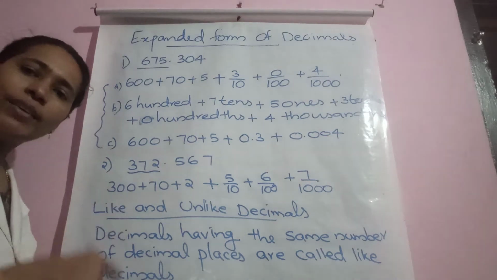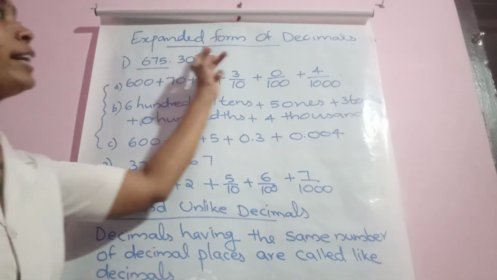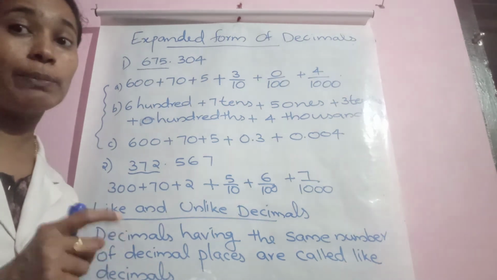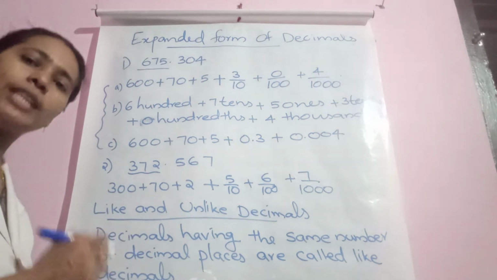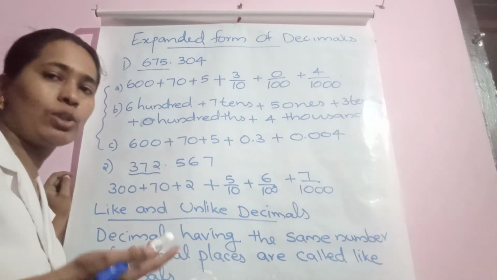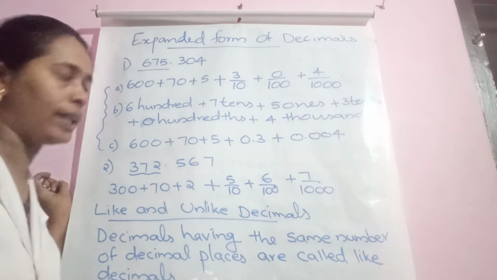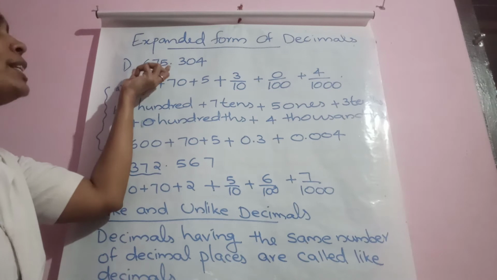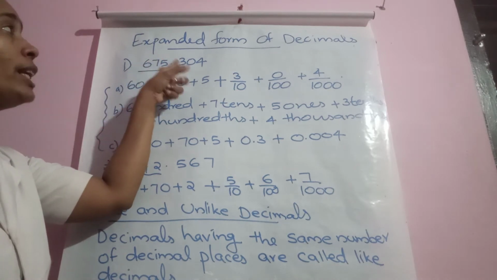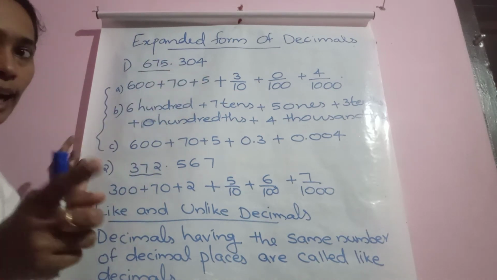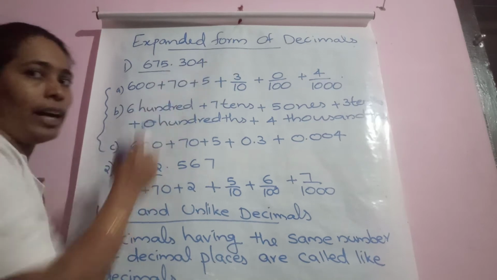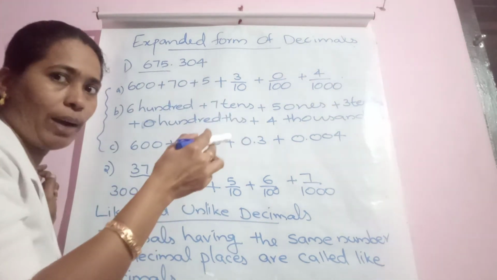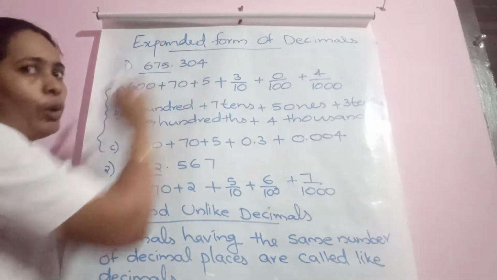Let us continue with our chapter, that is expanded form of decimals. Usually we have studied about expanded form of natural numbers, whole numbers, etc. We have studied, isn't it? And here we are going to study how to write the expanded form of 675.304. Teacher already told you when you are reading a decimal part, you have to read digit wise. Okay, 304 you have to do.